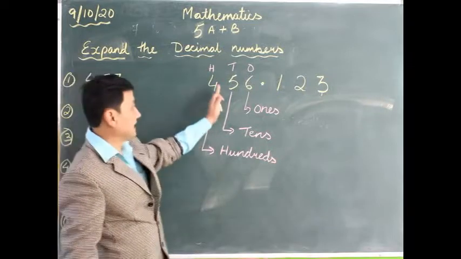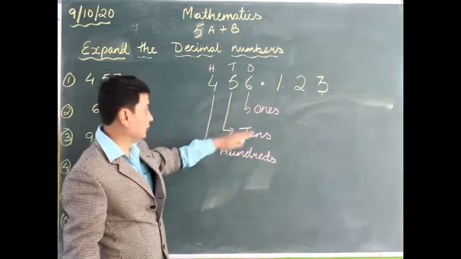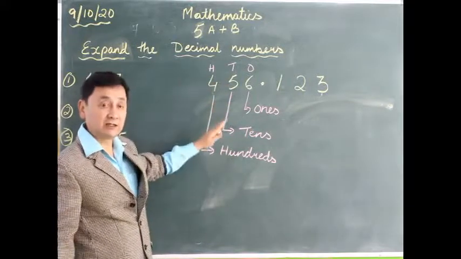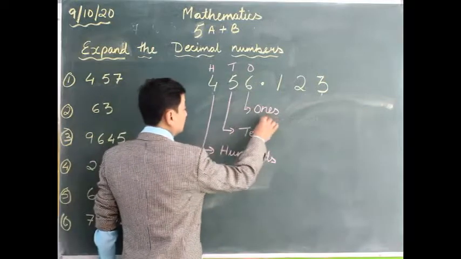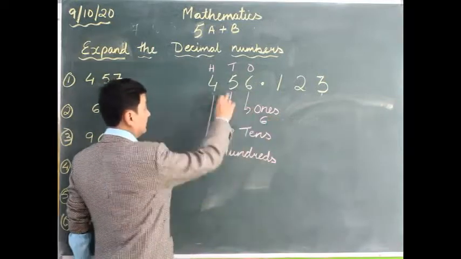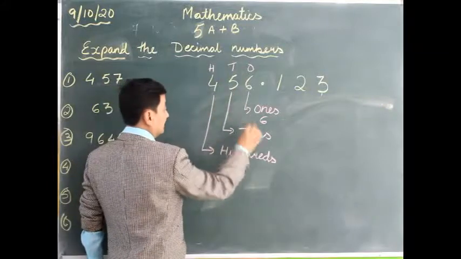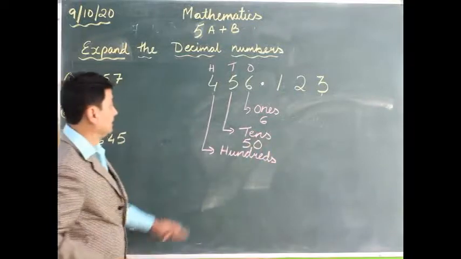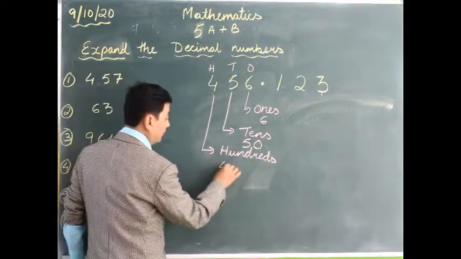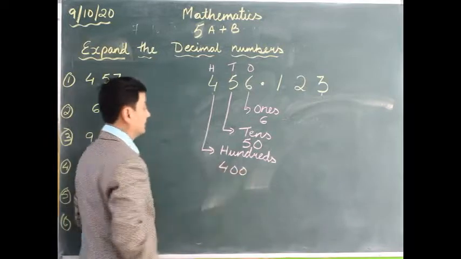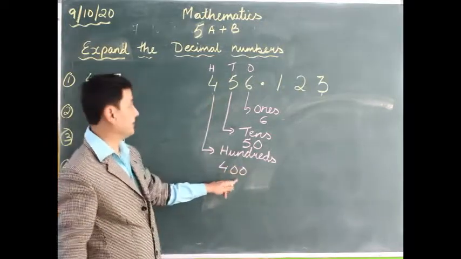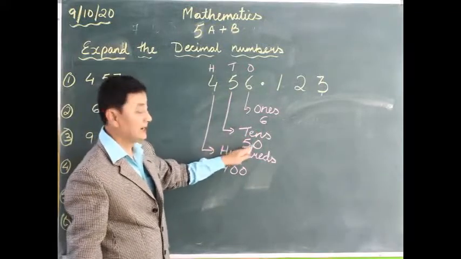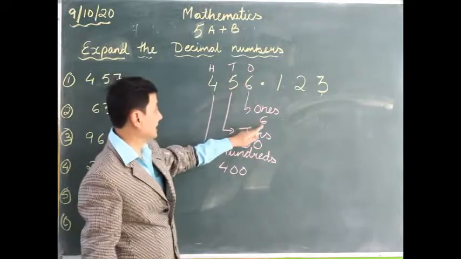So let's write in numerals now. We have written words, 6 ones, 5 tens, 4 hundreds. Let's write this in numerals. 6 ones means 6. When we expand this, 5 tens means 50. 4 hundreds, 400. 5 tens, 50. 6 ones and 6.